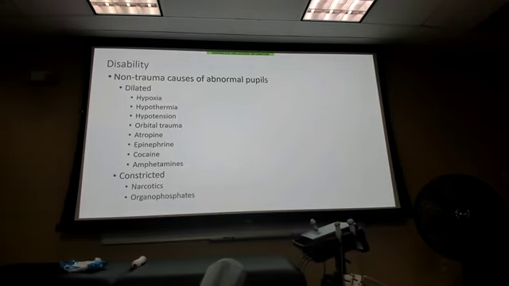Non-trauma causes of abnormal pupils. So this is why a lot of times we ask, have you done anything? Are you on anything? Okay, but also hypoxia can cause abnormal pupils, hypothermia, hypotension, orbital trauma, atropine in the eye, like atropine drops, right? All sorts of things. Now, they also can just be an anomaly, like I have two different sized pupils on a normal day. You want to see it, they look different, right?